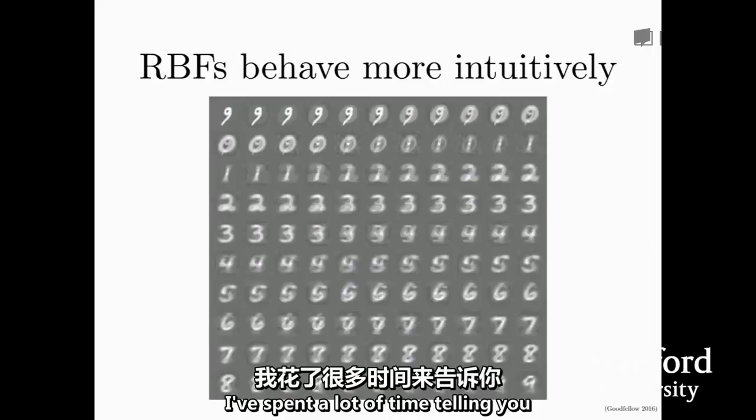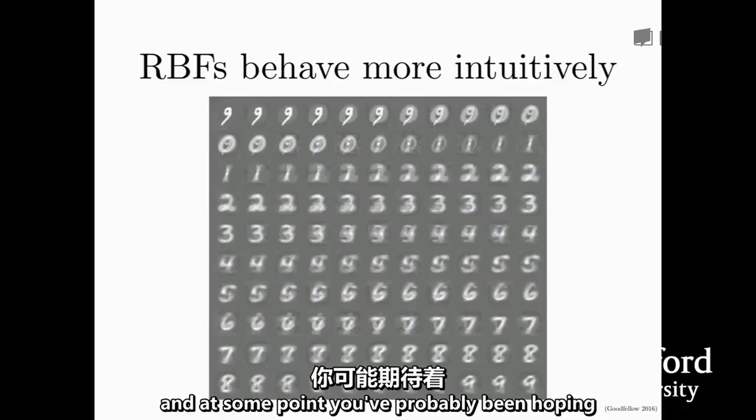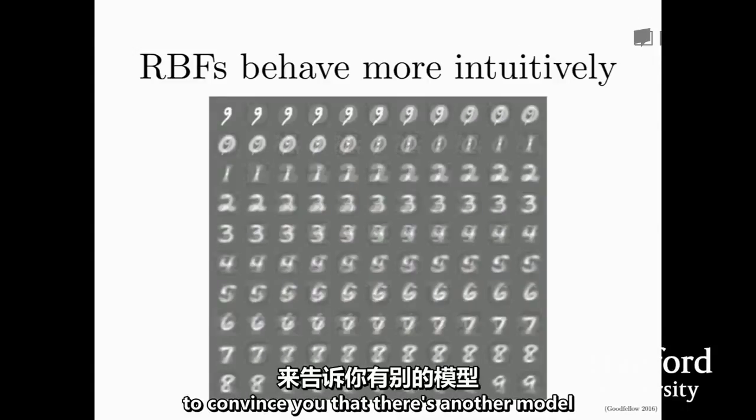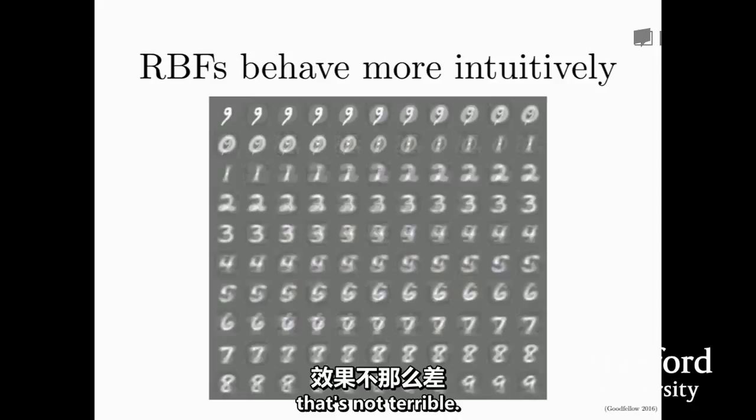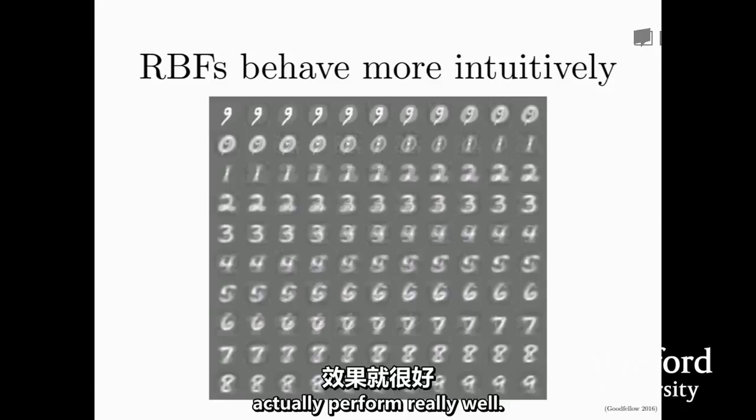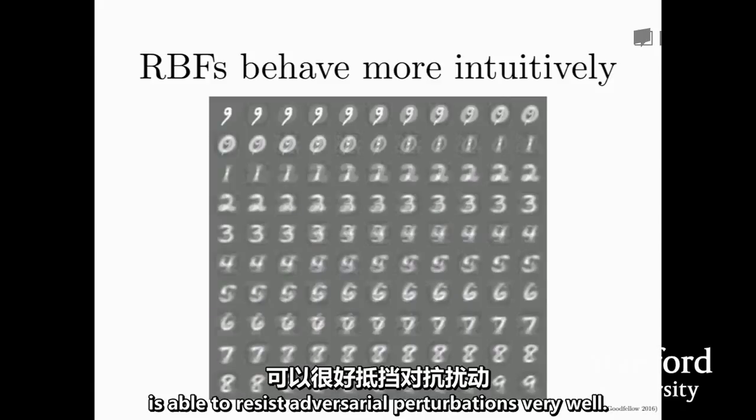I've spent a lot of time telling you that these linear models are just terrible. And at some point, you probably have been hoping I'll give you some sort of a control experiment to convince you that there's another model that's not terrible. So it turns out that some quadratic models actually perform really well. In particular, a shallow RBF network is able to resist adversarial perturbations very well.